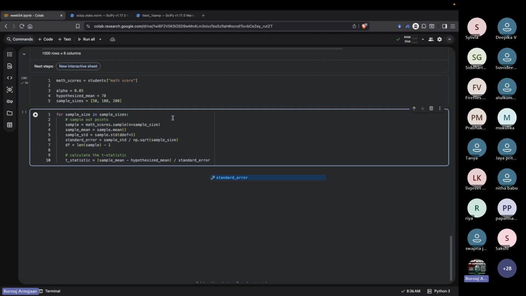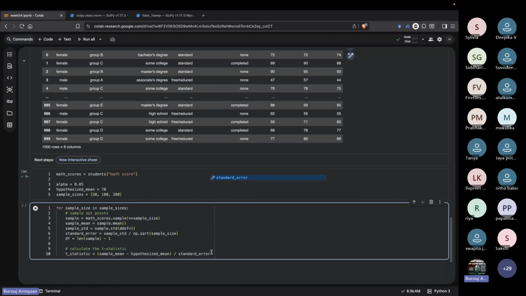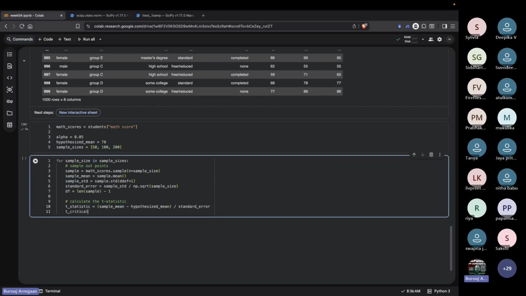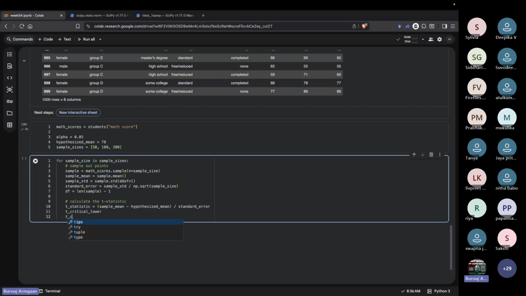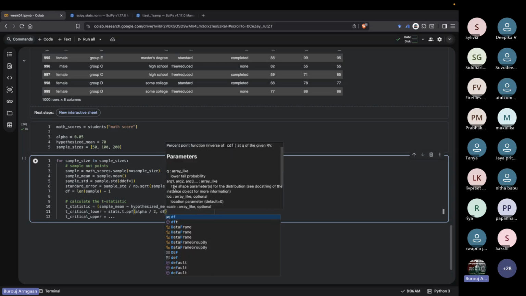Now to compare this, because this is an inequality, it could be greater, it could be less than, we have to do a two-sided t-test. We need a t-critical on both sides. We need a t-critical lower and we need a t-critical upper. So how do you compute that? You go for stats dot t distribution, as we used to do for normal distribution, and we go for ppf alpha divided by 2, and you provide a degree of freedom, df.